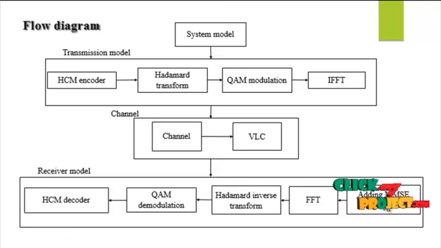So finally we add the MMSE equalizer. In this equalizer, the Hadamard inverse transform is a process in the receiver model. Finally we get the channel and receiver model. So this is the overall flow diagram of the process.